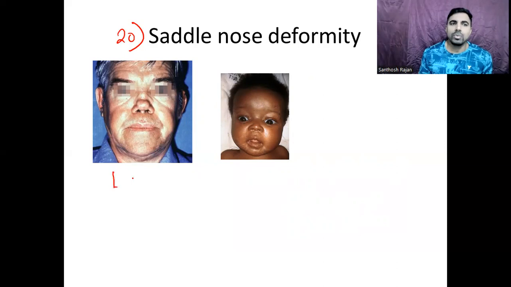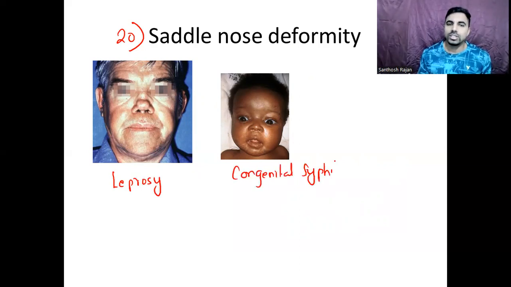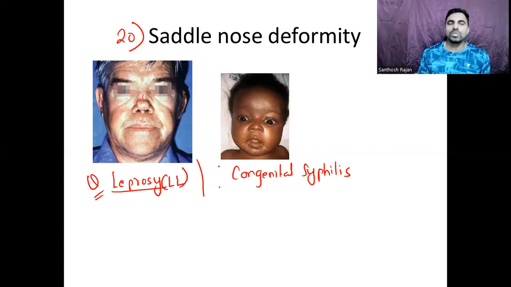One could be leprosy in adult patients, and the other is congenital syphilis. In congenital syphilis, it's very common: you get this saddle nose deformity, where the nose has become like a saddle. If it's leprosy, again it would be lepromatous leprosy, a very common deformity. In congenital syphilis, apart from this, you have snuffles, saber tibia, saber shins, saddle nose. All these come here, so please remember.